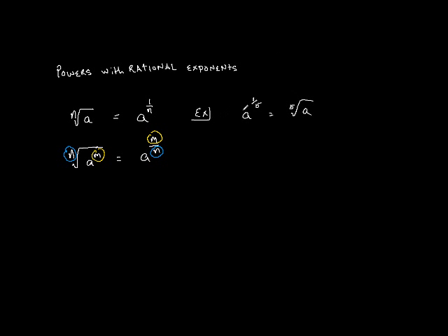And a quick example of this, if I have a to the power of 3/2, then this is simply a cubed, and we square root that. So I don't need to write the 2 over here because the square root is automatically assumed. You have to automatically assume it's a 2.